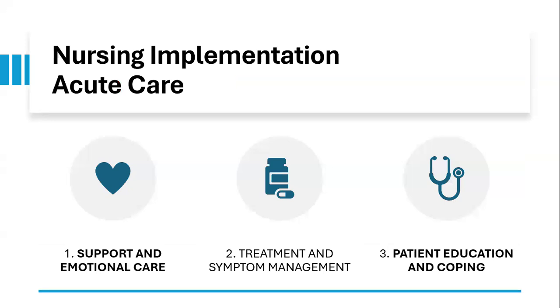Next, the nursing implementation in acute care settings. There are three main interventions: support and emotional care, treatment and symptoms management, and patient education and coping. The first one, support and emotional care. It's really important for the nurses to give emotional support and reassurance during diagnosis.